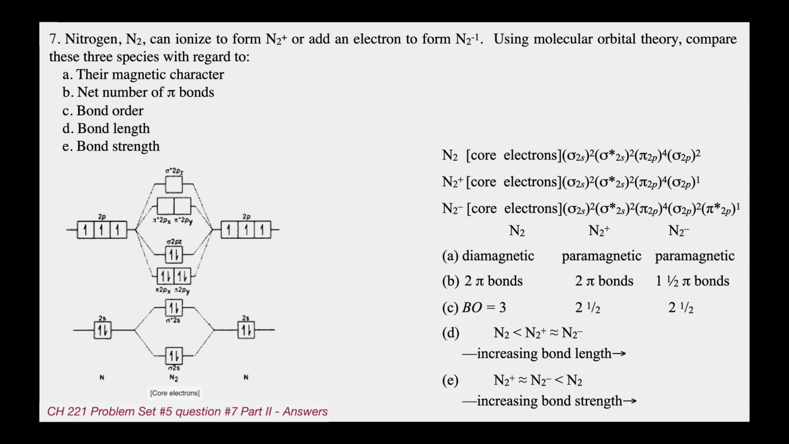And then N2 plus and N2 minus would be weaker than N2. N2 would have the biggest bond strength. The other two would be weaker, probably about the same. That's as much information as we have, very relative scale.